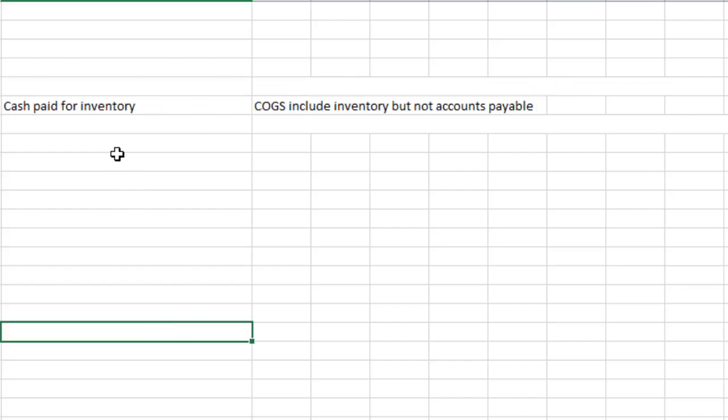What about cash paid for inventory? Well, you start out with the cost of goods sold. That's going to be goods that we sold, but that's not what we paid for the inventory. That's just a starting point. So we'll start with that. Then we'll include any increase in inventory. So we'll include that, but don't include any accounts payable. Why? Because a payable means that we haven't paid, hence the cash hasn't gone out.